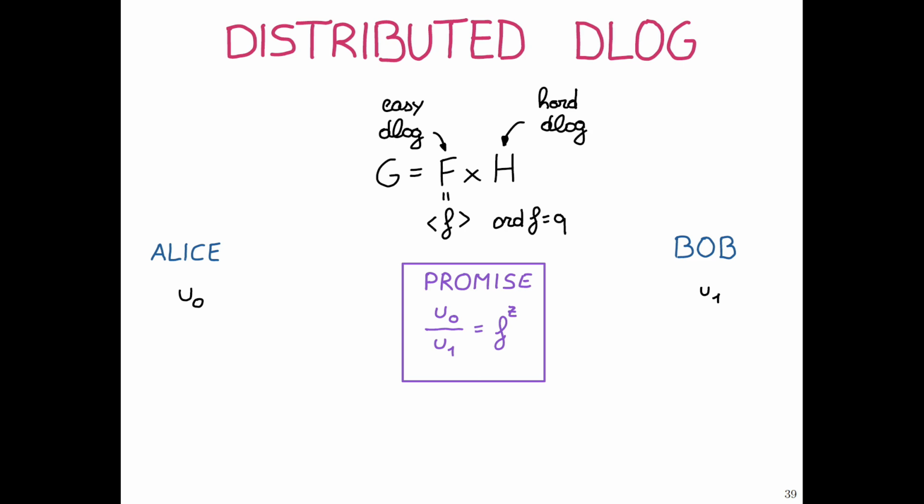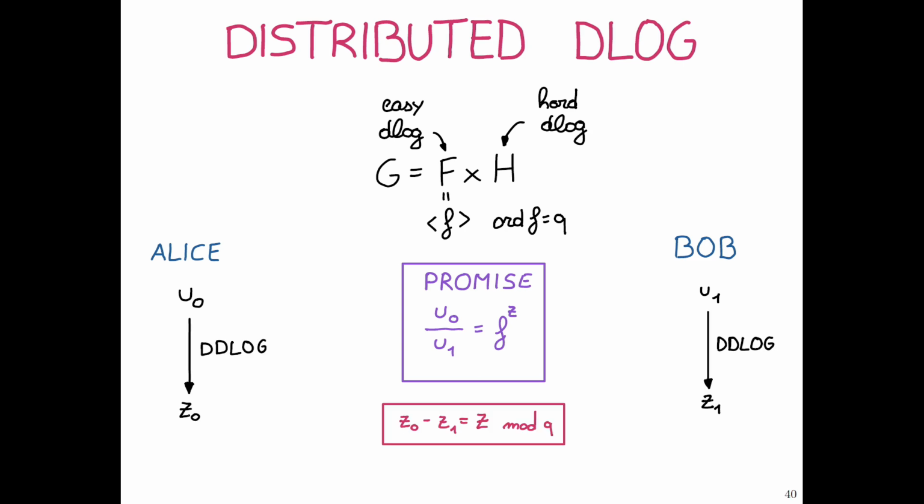This technique is useful for additively homomorphic encryption. However, we need something stronger than just additively homomorphic encryption. The stronger tool we need is a distributed discrete logarithm operation, or ddlog. Assume that Alice and Bob have group elements u0 and u1, whose ratio encodes the message z in this easy discrete log subgroup generated by f.